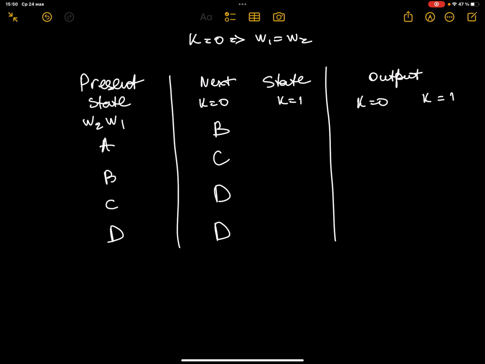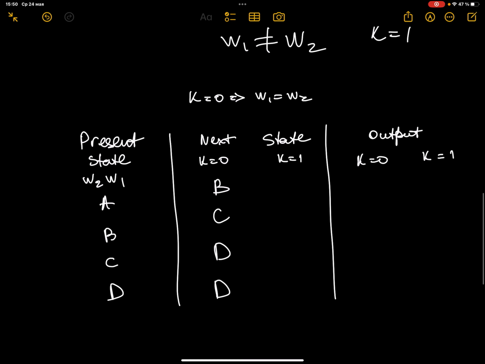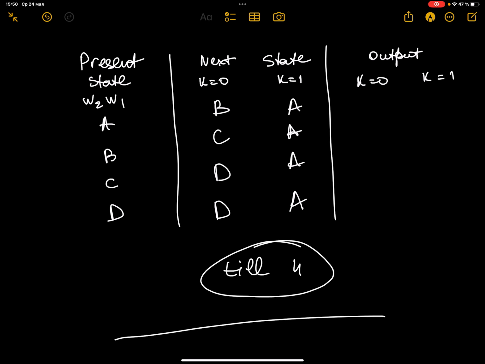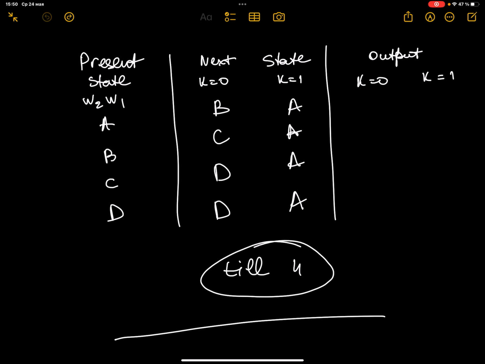But when K is 1, when W1 and W2 are not the same, we always go to the initial state, which is A. We start everything from the beginning. We start counting from the beginning. We should count till 4, so that these 4 bits are the same.